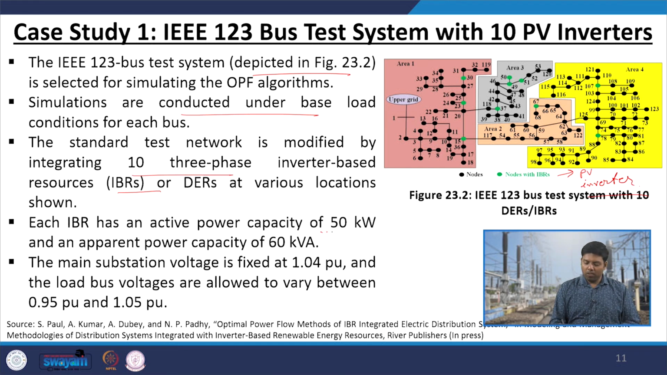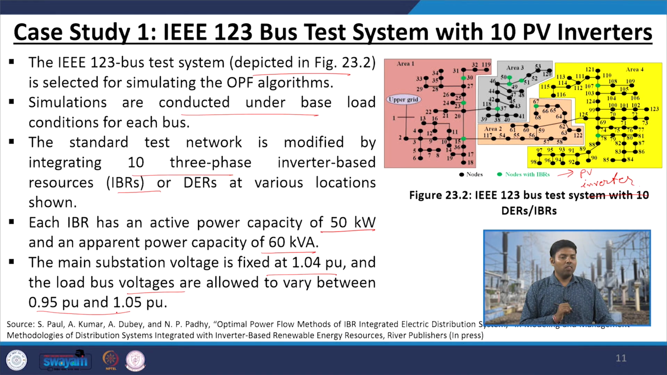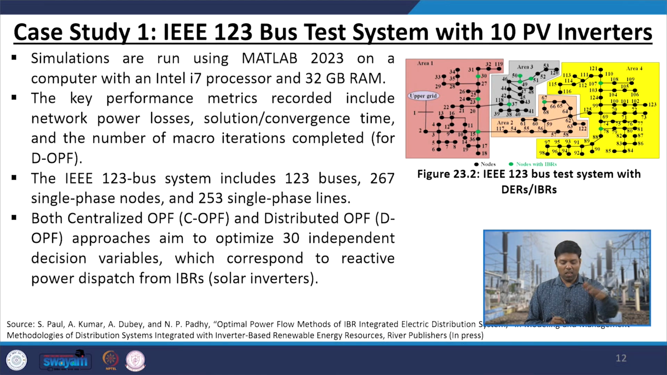Okay. We have 50 kilowatt rating and 60 kVA of the inverter rating. We segregated the entire network into 4 areas, area 1, area 2, area 3, and area 4. Their substation voltage is limited to 1.05 per unit, and the voltage values are allowed to vary between 0.95 per unit and 1.05 per unit. So, under this consideration, we will see how we can solve it.